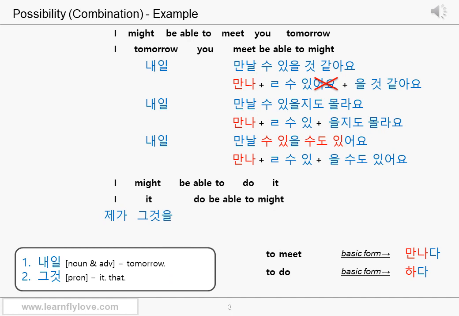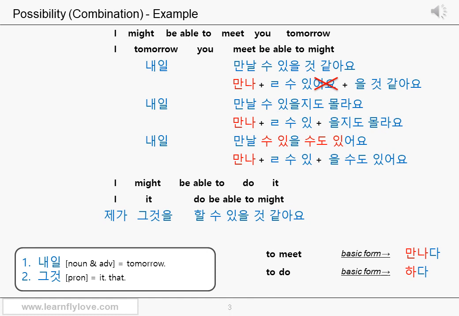So let's add the object particle 을, 그것을. Do, be able to, might. Do, 하다. The stem is 하. Let's use 을 것 같아요 for possibility. 할 수 있을 것 같아요. It's too easy for you now, right?